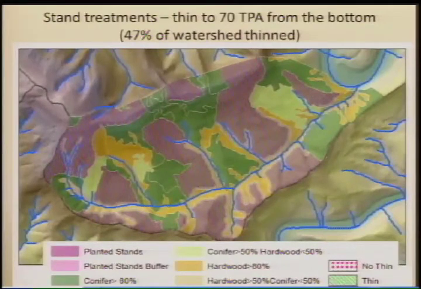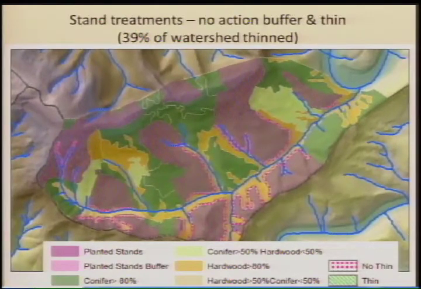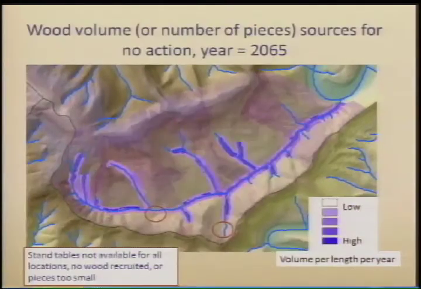So this is the treatment that we're going to test on here. It's a thin to 70 trees per acre from the bottom, and this results in about 47% of the watershed being thinned. And this is the green hatching that you're seeing here. That's this little guy here. None of this one in this particular map. So this is just overlaid on my stand. This is what happens when you have the buffer in here. This is our no-thin buffer, and you can see it from this line here in the little polka dots. It's very girly, isn't it?